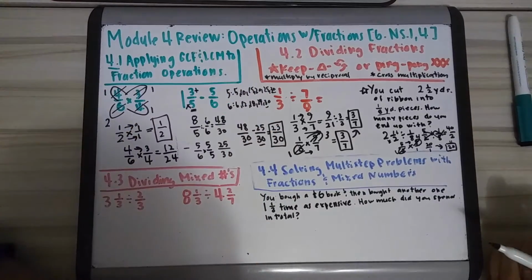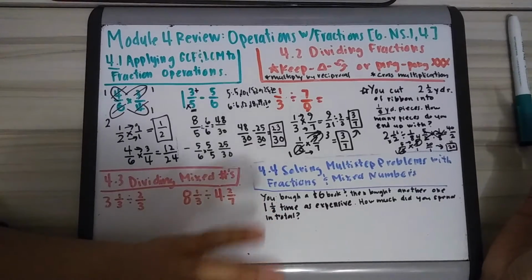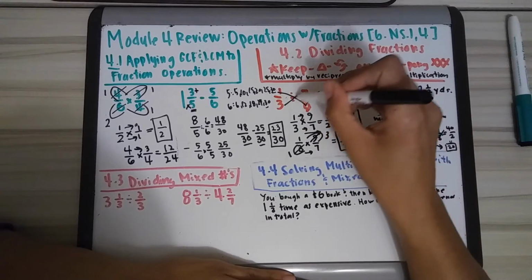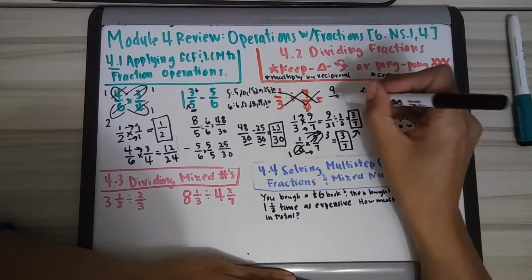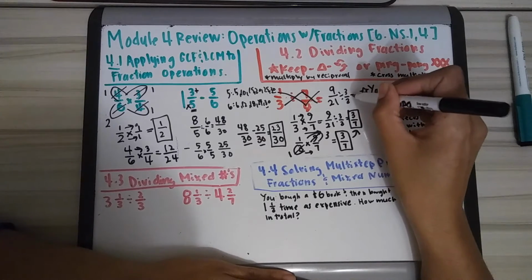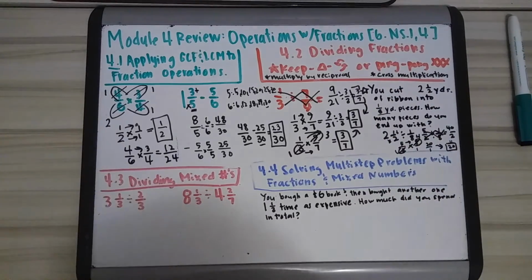I'm going back to this one because I forgot to ping pong. Okay, so remember, ping ponging is cross multiplication, not cross canceling, but cross multiplication. So I'm going to ping, 1 times 9 is 9, and then pong, 3 times 7 is 21, and then I can simplify by 3 after this. So I end up with 3 over 7. Same answer right here.